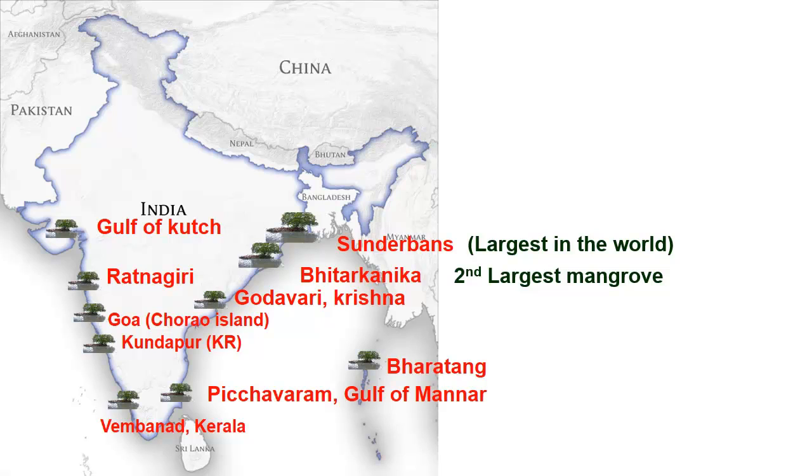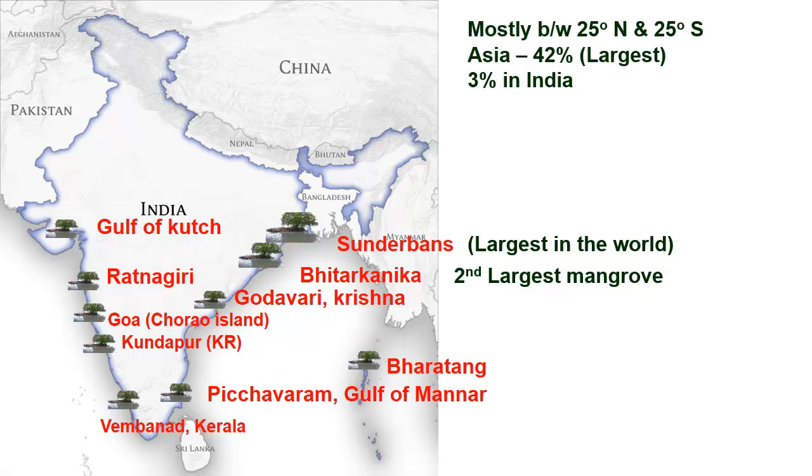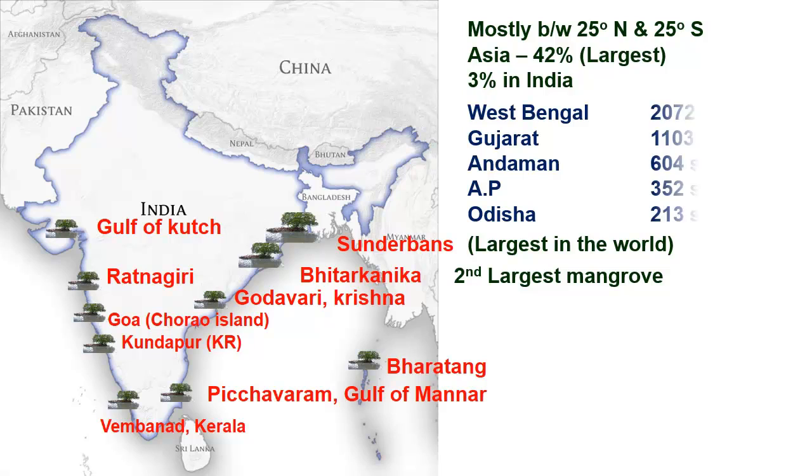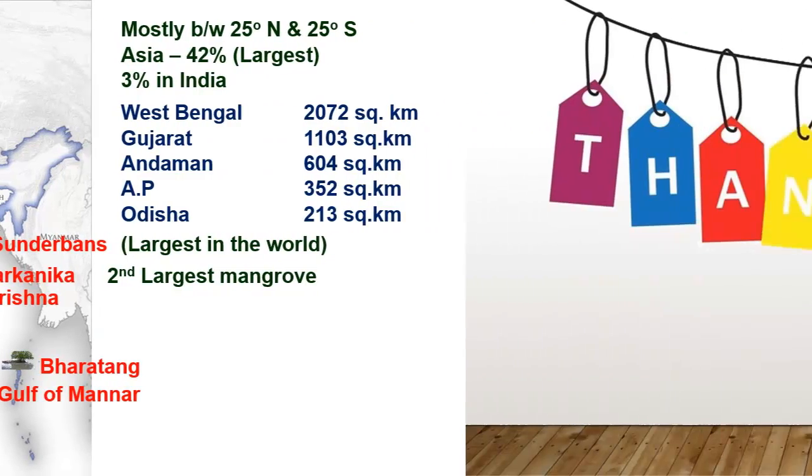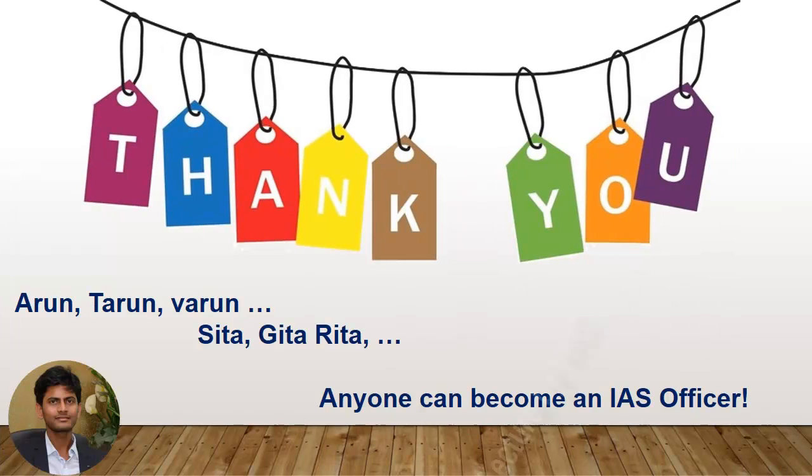So these are all important mangroves, and they are mostly found between 25 degree north and 25 degree south. That means in tropics. And Asia has the largest share, 42%. India has 3%. And if we talk about India state-wise, West Bengal has the most, followed by Gujarat, then Andaman. Okay. So this is all about wetlands.